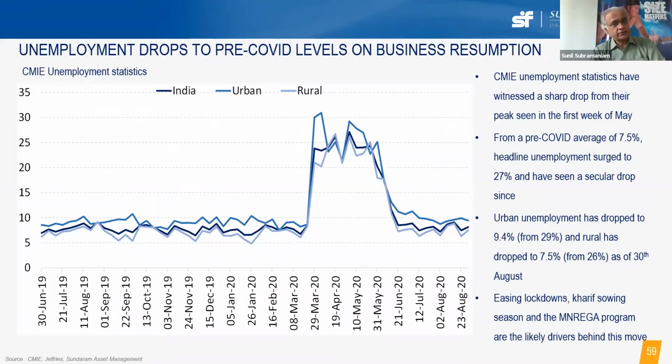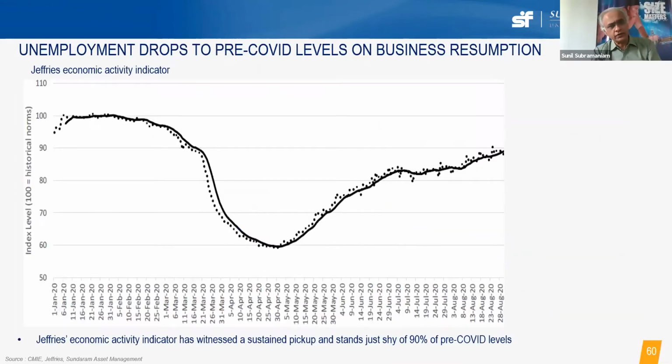And to summarize, overall employment, even in urban India, is almost back to pre-COVID levels. Rural is definitely back there. So that's an indication. This is an inverted V which supports that argument. So there are green shoots indicating that in some time you can get back into positive GDP growth territory. And Jeffrey's economic activity indicator, which puts together a lot of things, says that we look to be at just around 90% of pre-COVID levels in terms of economic activity.